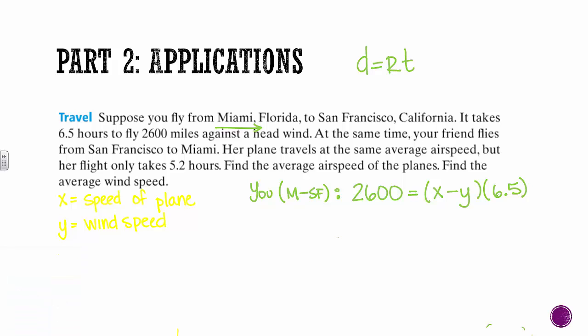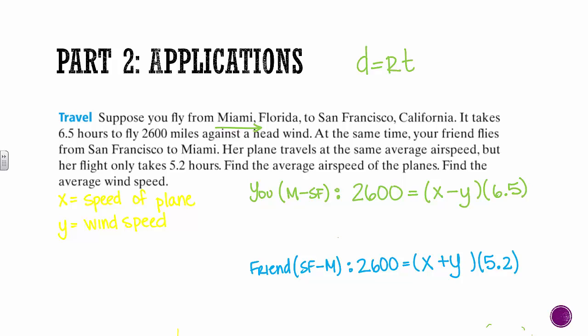And then you have your friend. And remember, your friend is going from San Fran to Miami. So they're still traveling the same number of miles. Their speed, however, is a little different though, because they are traveling however fast the plane is going, plus wind speed is helping them. And it only takes them 5.2 hours.